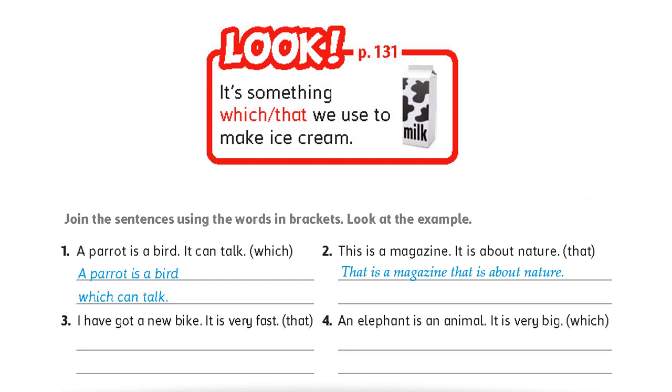Number 3. I have got a new bike. It is very fast. Join using that. Remove the full stop, remove it, and put that in between. So it will be: I have got a new bike that is very fast. Number 4. An elephant is an animal. It is very big. Use which to join the two sentences. Remove the full stop, and it will be: An elephant is an animal which is very big.